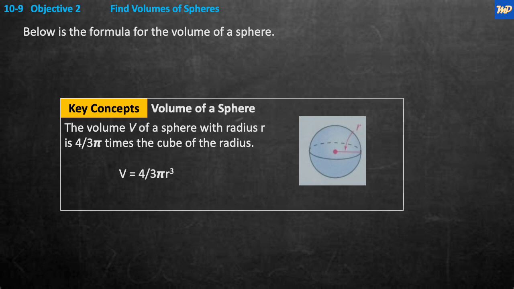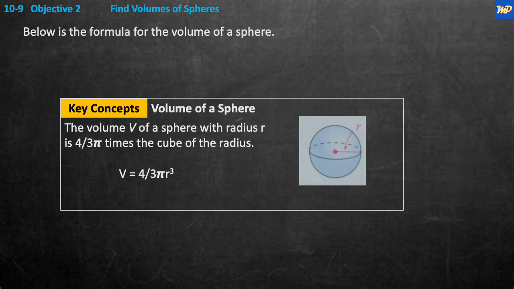Objective 2, finding volumes of spheres. The key concept here: the volume V of a sphere with radius r, they're showing that sphere and radius r right there, is 4/3 pi times the cube of the radius. Okay? That's the volume of the sphere. 4/3 pi times the cube of the radius.